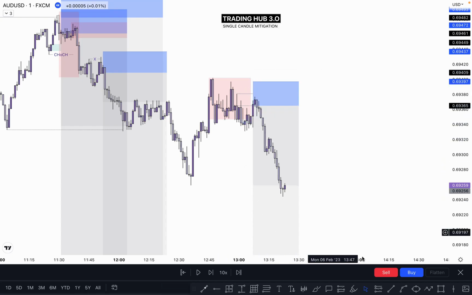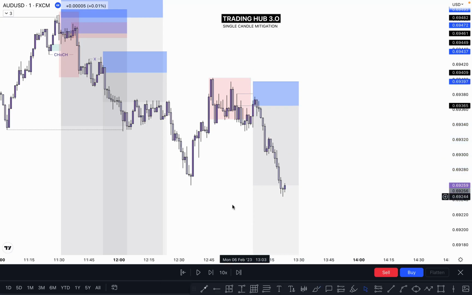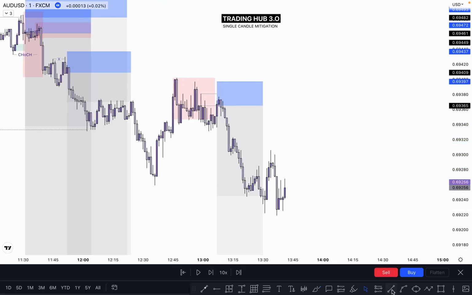So these are possible entries, and the next entry is here, and the next entry after this change of character. After this change of character, where is our next inducement? In this case, this is our inducement. Market continues to go higher, and then we are looking here for a sell, right? Let's see what happened next here. At this point, what happened here?